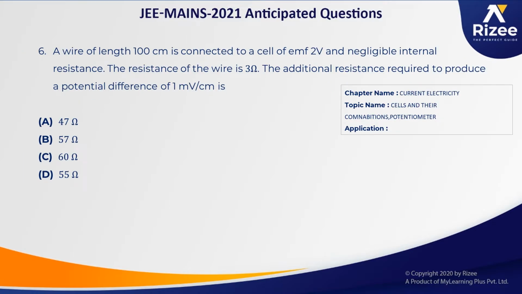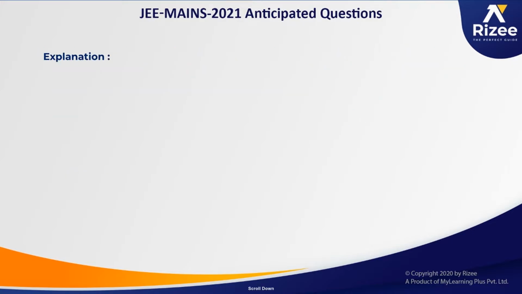Coming to the sixth question, a wire of length 100 centimeters is connected to a cell of 2 volts and negligible internal resistance. The resistance of the wire is 3 ohms, he has given. He is asking for the additional resistance required to produce a potential difference of 1 millivolt per centimeter. So the potential drop per unit length he has given.